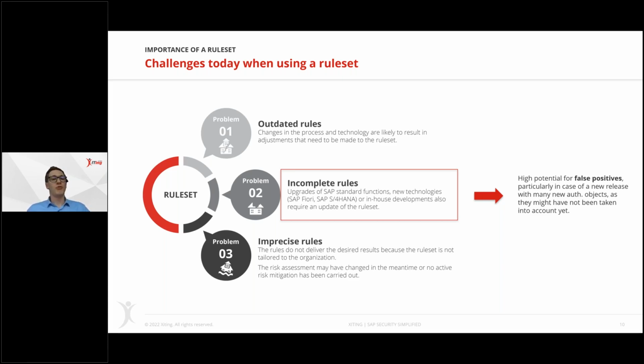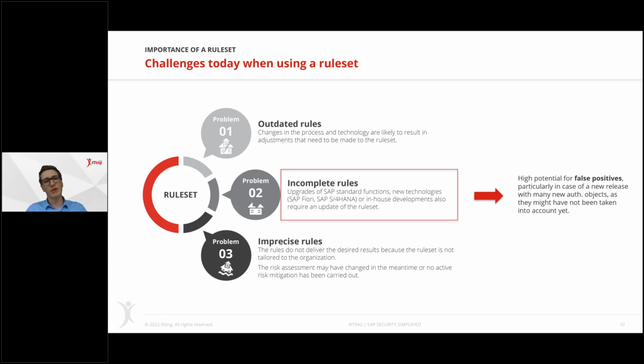Also, we usually talk about incomplete rules. Incomplete rules might also be caused by new technology, so implementing S/4HANA, and the same with imprecise rules. Basically, the rule set is designed the wrong way, or let's say the wrong authorization objects. Talking in a technical way now, you have the wrong authorization objects in the rule set, and you would not get the right results. So that's basically always the challenge.